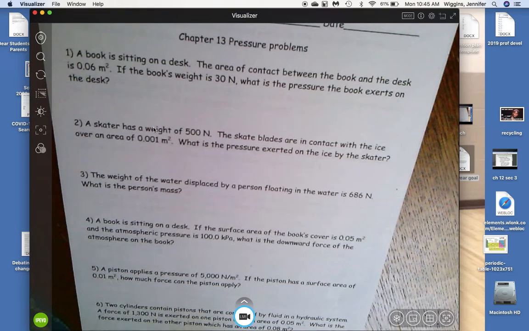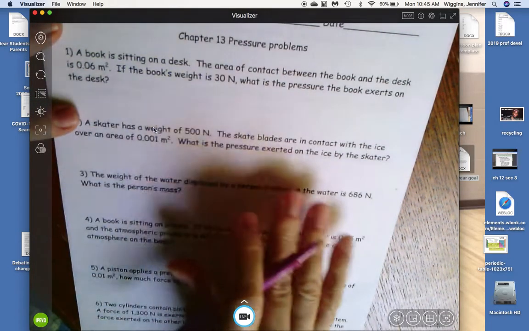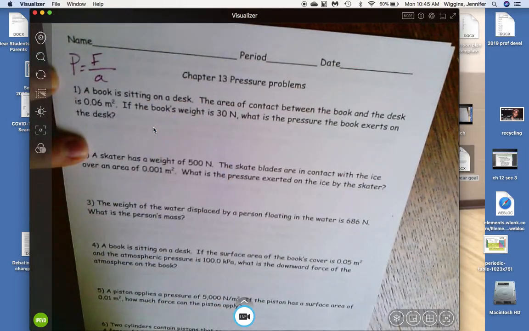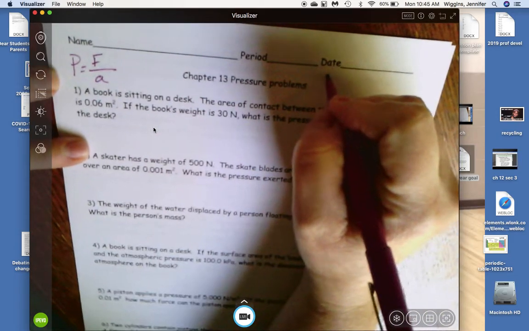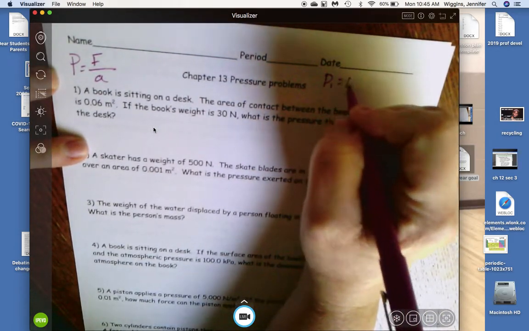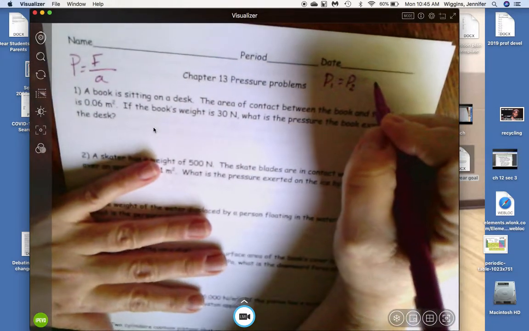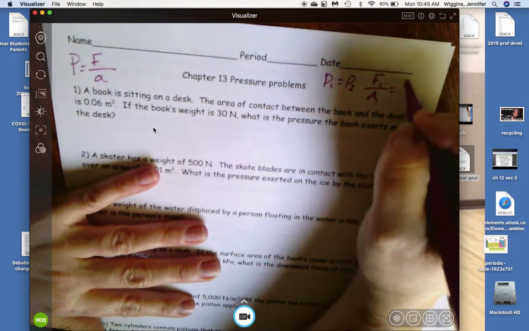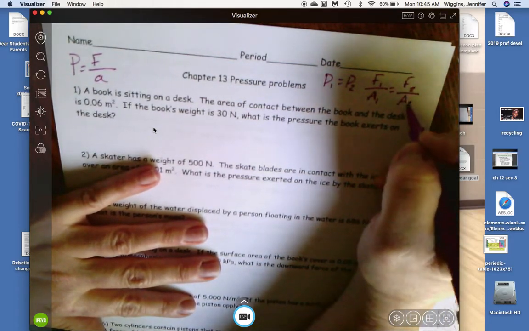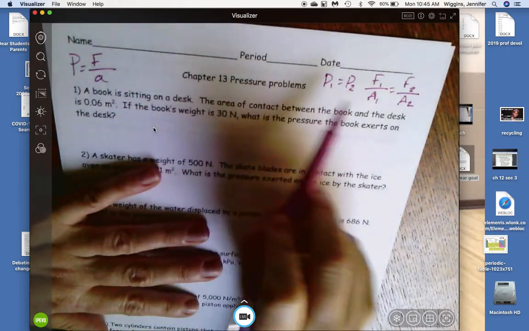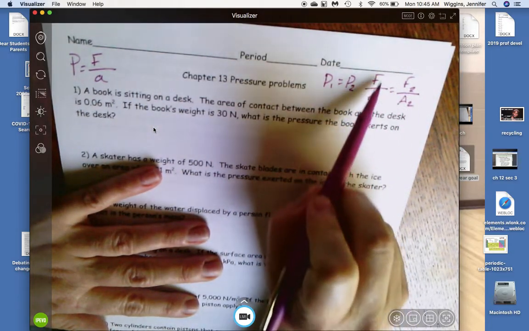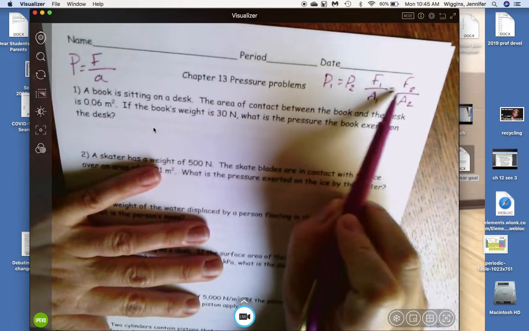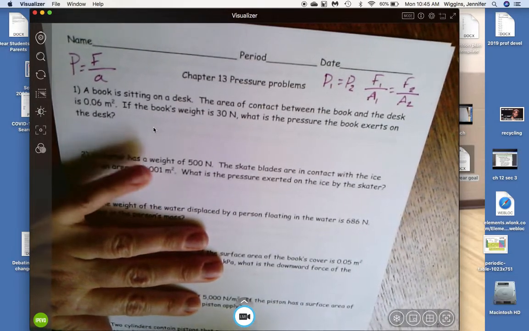Remember, the pressure formulas we're going to use are pressure equals force over area, okay? And then we're going to use P1 equals P2, or it's also F1 over A1 equals F2 over A2. These are basically the same formulas. This one is for when you're using two pistons. Remember, they're equal to each other. Okay, so let's do number one.